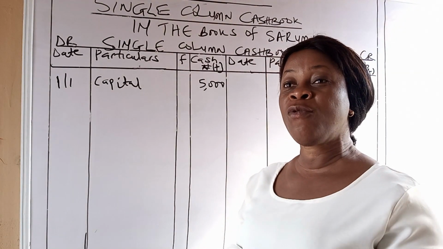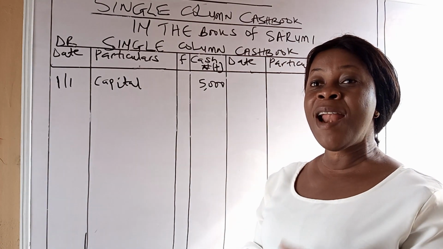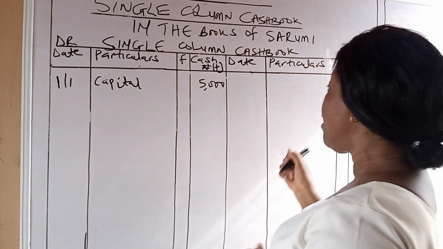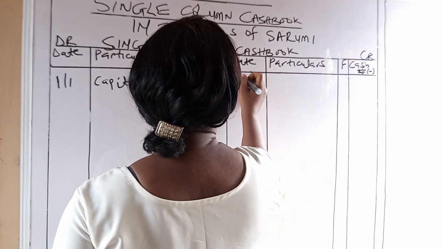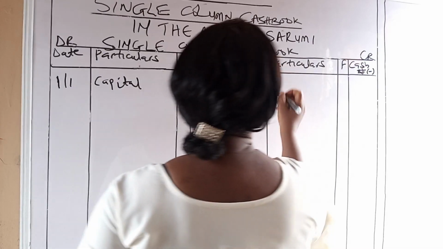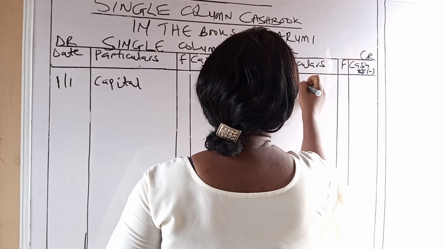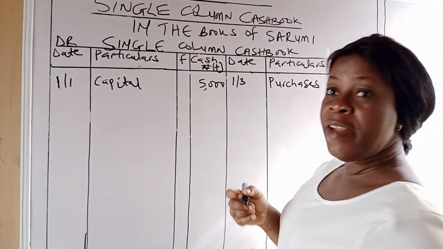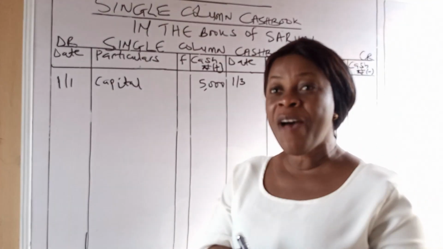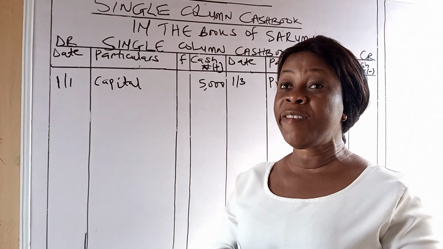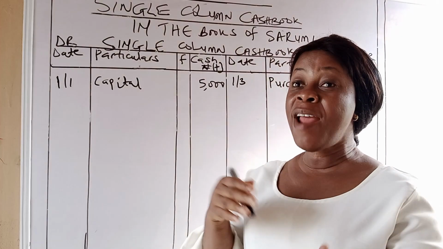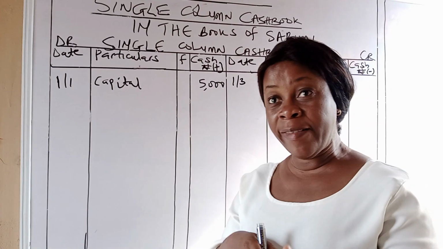January 3, purchased goods for 3,000 naira cash. So in the column for date, write 3rd of January. The nature of the transaction is purchases. It is worthy of note that whenever goods is purchased, it should be represented by purchases.